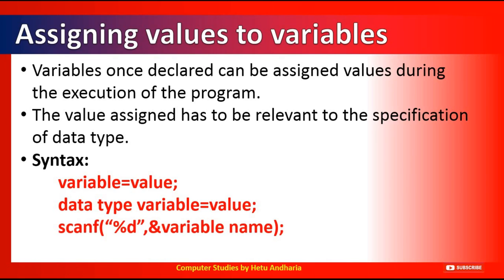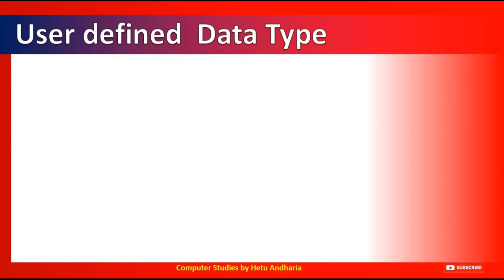Third way is, you can scan the value. For example, if it is an integer variable, then we use %d, for a character variable %c, in double quotes, using the scanf function, comma, and ampersand, then the name of the variable. So like this way you can assign the values to the variable. It's very simple. Next topic, user defined data type.